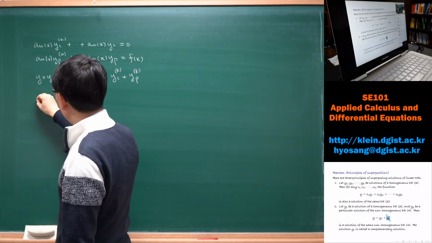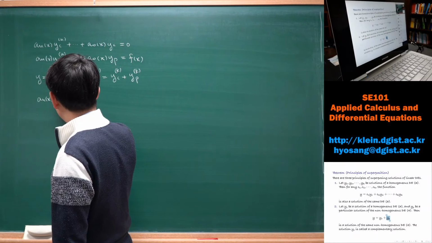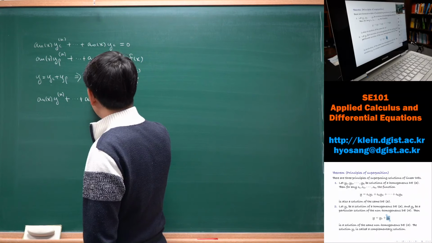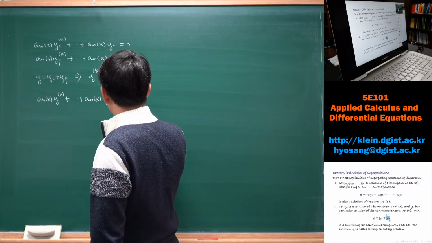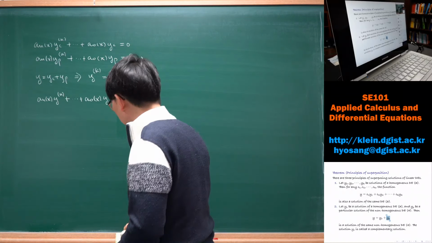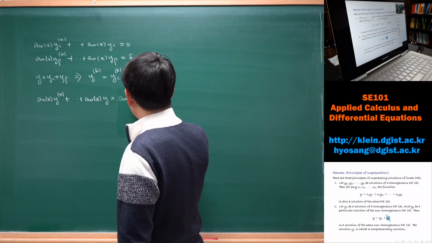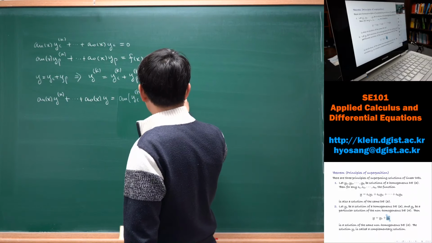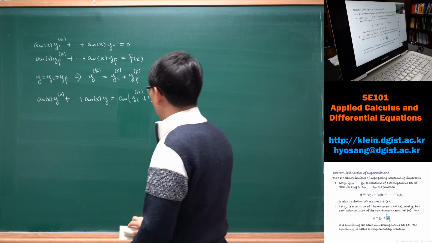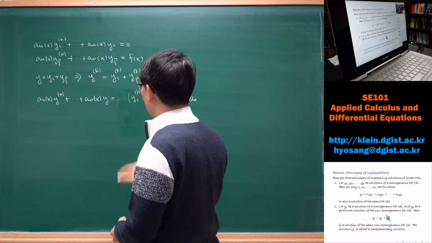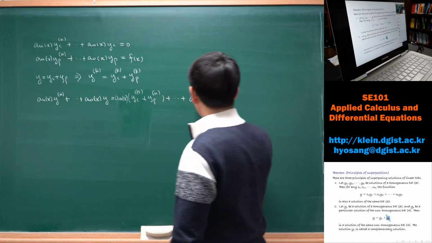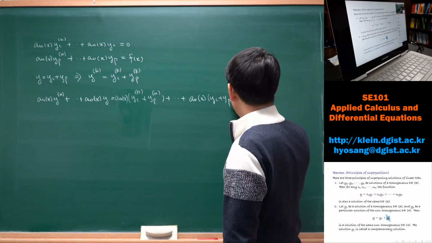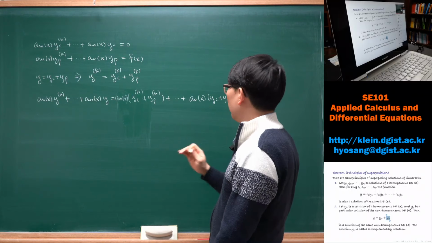So I can simply take an(x) y^(n). So y is now the sum of yc and yp, up to a0 times y, equals an(x) times yc^(n) plus yp^(n), up to a0(x) times yc plus yp. Now let's combine all the yc terms.